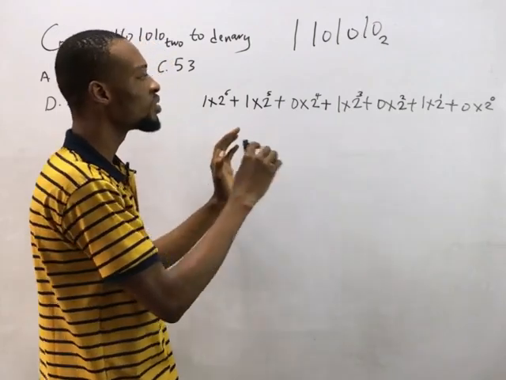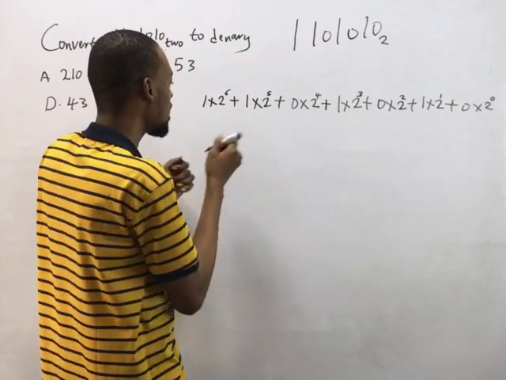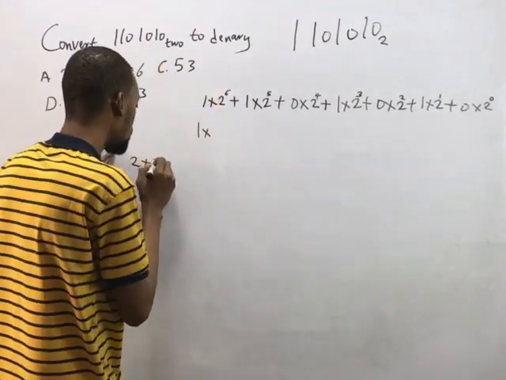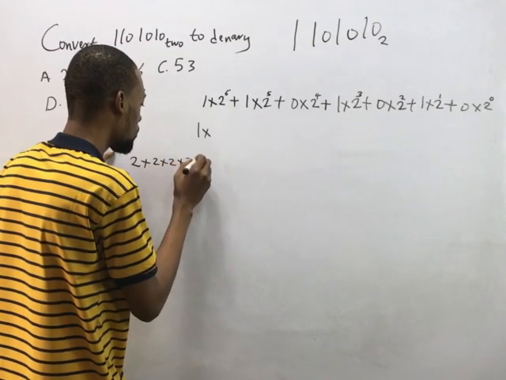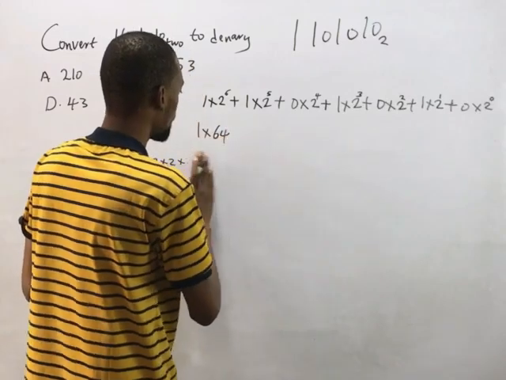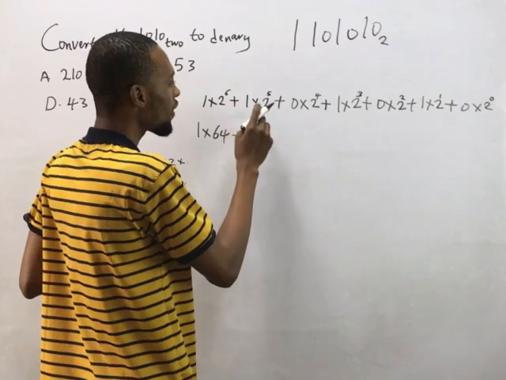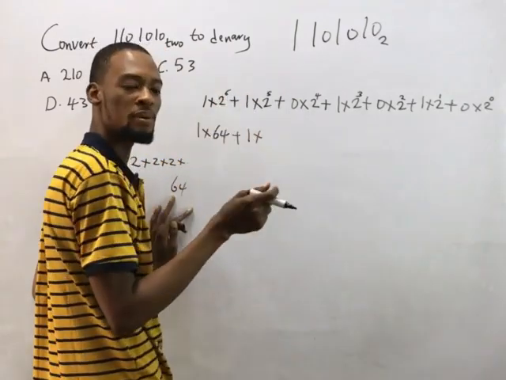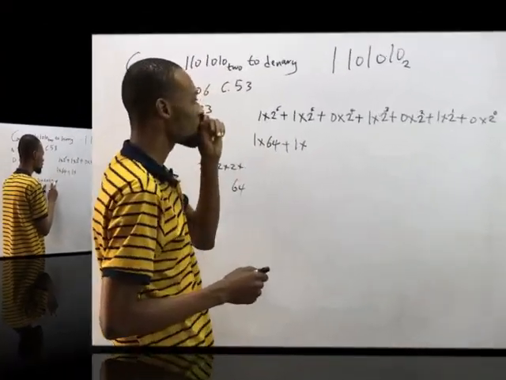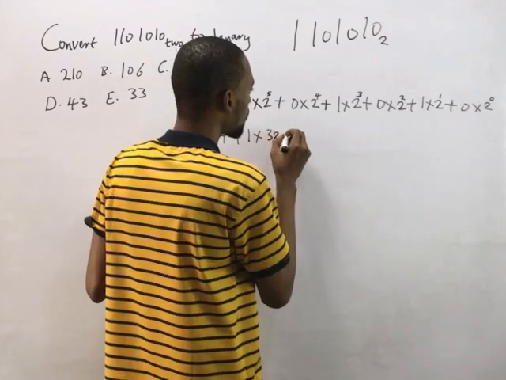So the next step is to solve or to simplify. Now 2 raised to the power of 6. Here we have 1 times 2 raised to the power of 6, which is simply 2 times 2 times 2 times 2 times 2 times 2. So this is 64 plus 1 times 2 raised to the power of 5, which is 2 in 5 places. That means 2 times 2, 4 times 2, 8 times 2. So 2 raised to the power of 5 is 32.